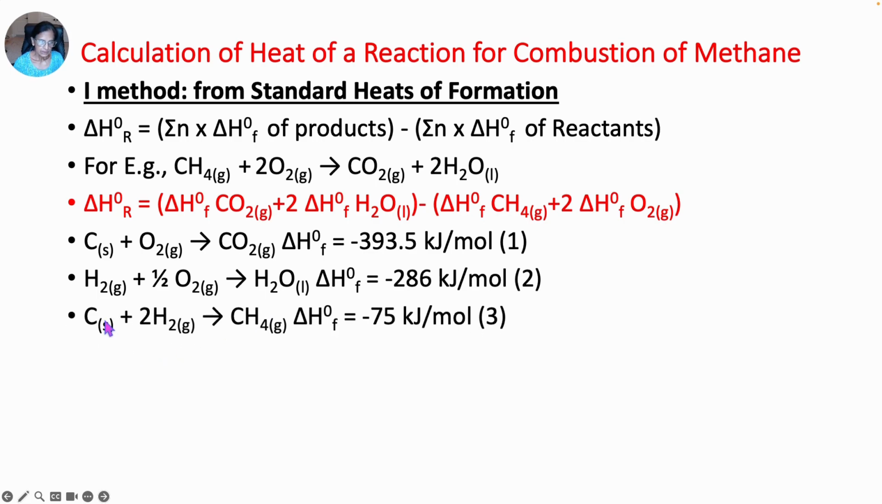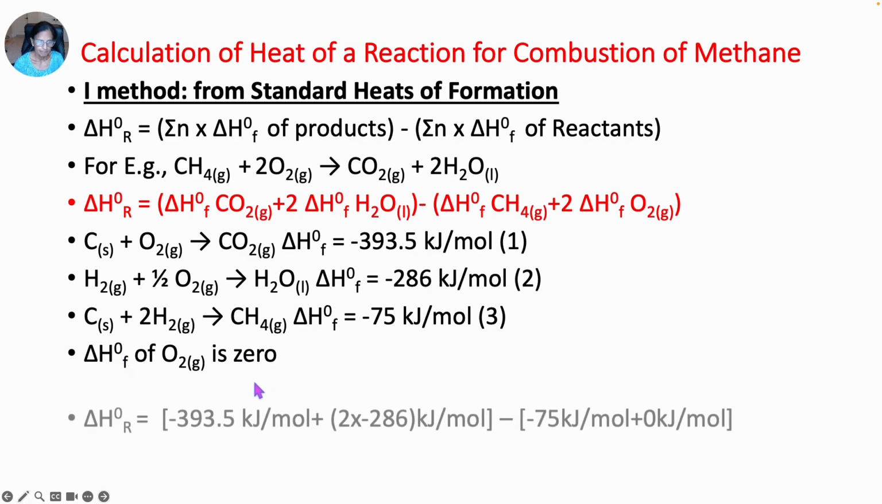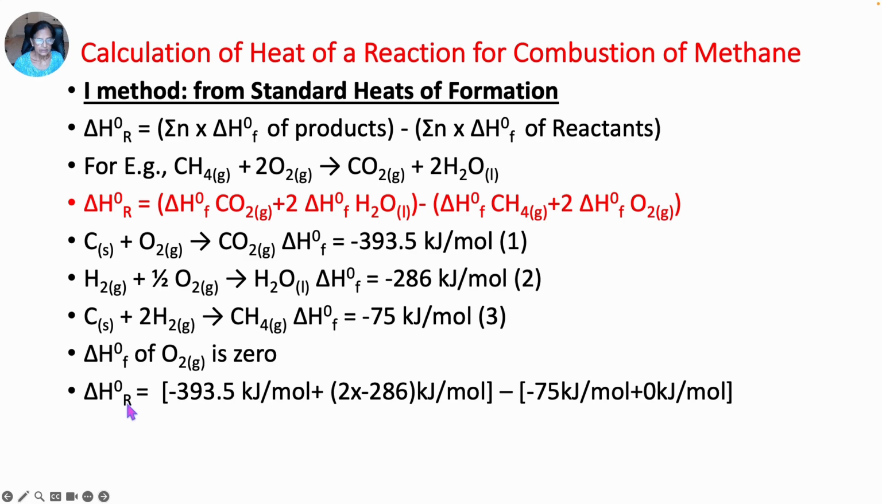Now equation 3 is formation of methane gas. Carbon solid plus 2 hydrogen gas giving methane gas, delta H0F is equal to minus 75 kilojoules per mole. This is equation 3. Now let's calculate. Let's see delta H0F of oxygen, because this is elemental oxygen. Delta H0 values for formation of elements are always 0. Now let's calculate delta H0 reaction for this combustion of methane.